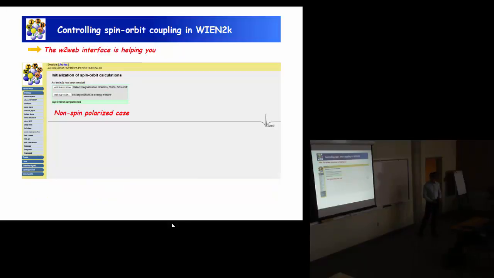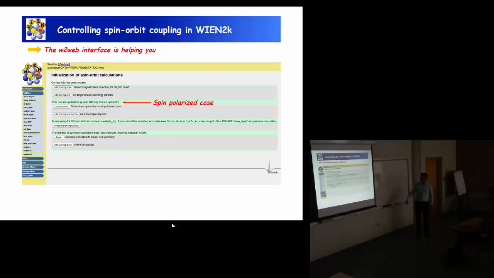So if you do a spin orbit calculation for a system which is not spin polarized, and you just do init_SO, WIEN2web will just open this very small window. And you just have to click and do what is mentioned, increasing max.